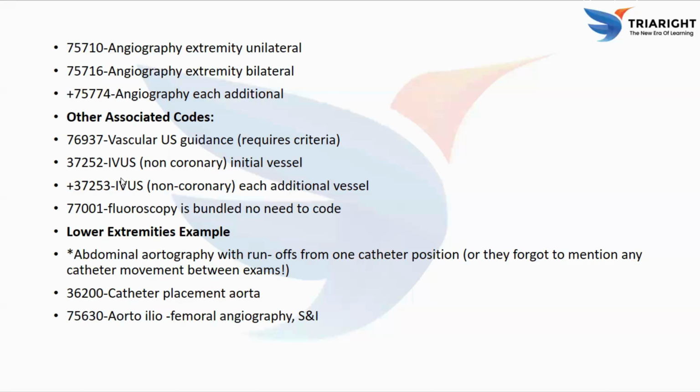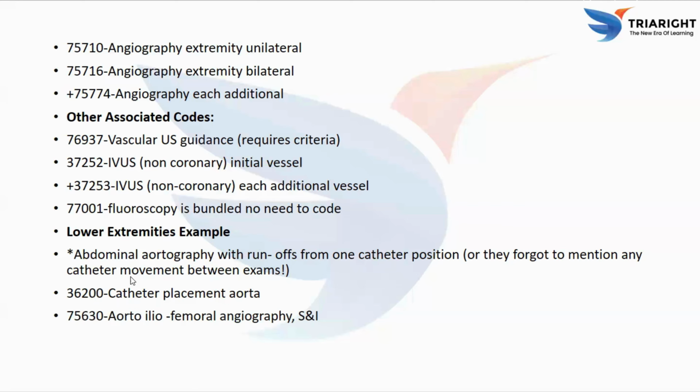37252 is IVUS non-coronary, initial vessel, which includes the intravascular ultrasound. It is used to assess vessel diameter, plaque severity and stent sizing. 37253 is IVUS non-coronary, each additional vessel, an add-on to 37252. IVUS is separately reportable when it is documented. And 77001 is a fluoroscopy code. It is bundled, so you must never code it separately in vascular procedures. Fluoroscopy is almost always bundled, so you do not code it separately.